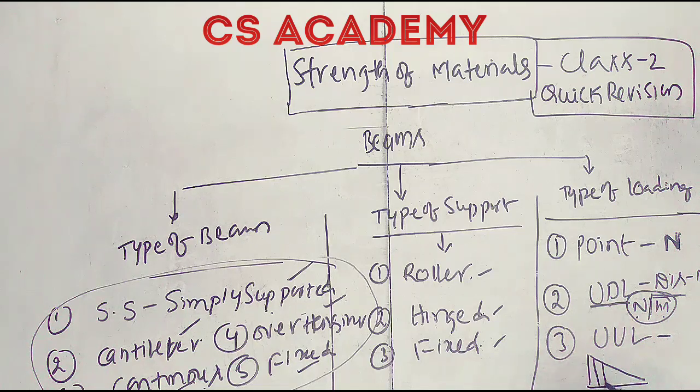See here, uniformly varying load means the load is uniformly varying. Initially it will be zero load and slowly the load increases. Again, you can represent it in this manner also. The uniformly varying load can be either in the upward direction or in the downward direction, there is no problem. Whatever the load is, it acts either upward or downward.